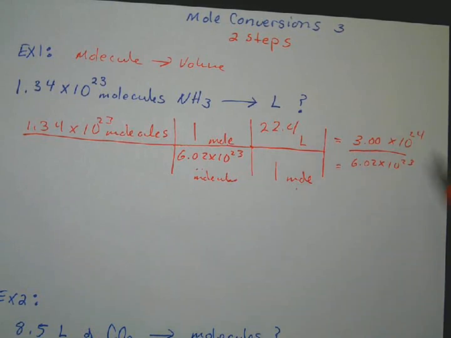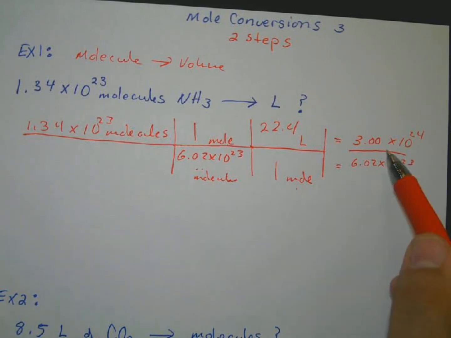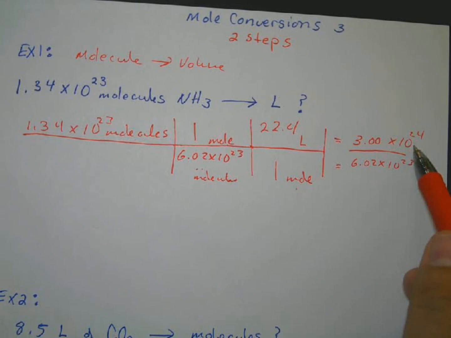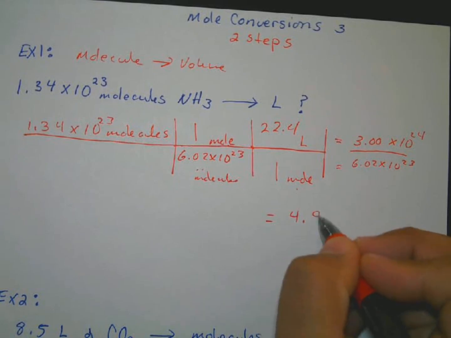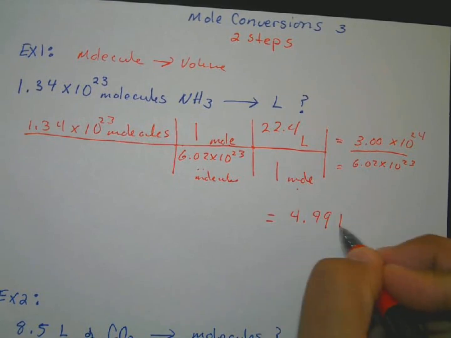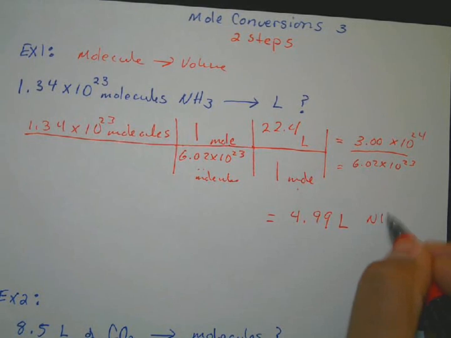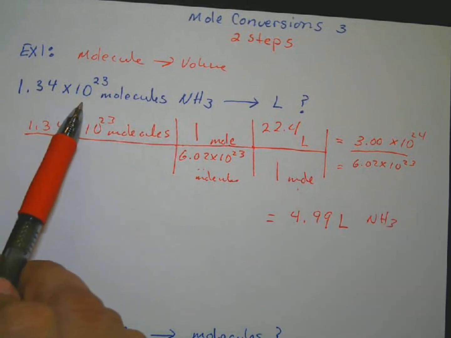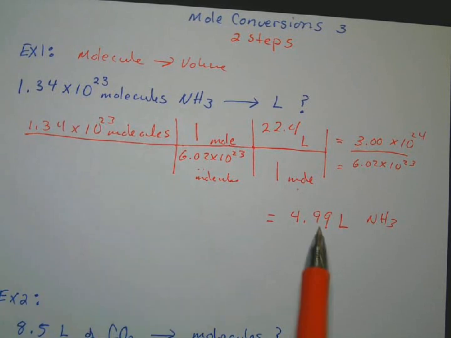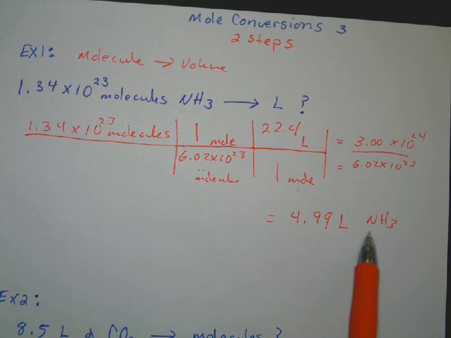Now I'm going to divide these two. So let me get my calculator and divide these two. So if I go 3.00 times 10 to the 24th divided by 6.02 times 10 to the 23rd, that gives me 4.99 liters of NH3. So if I start with this many molecules of NH3, I'm going to end up with 4.99 liters of NH3 gas.